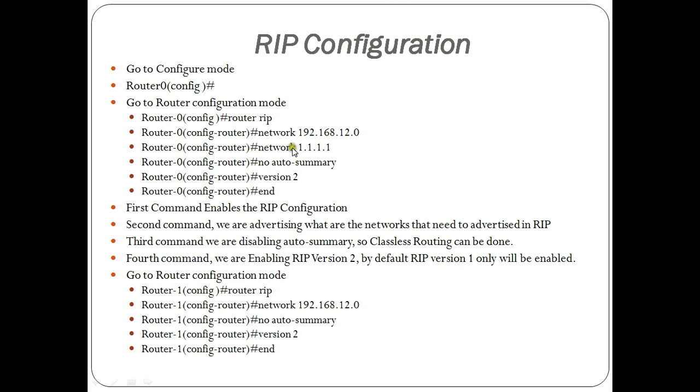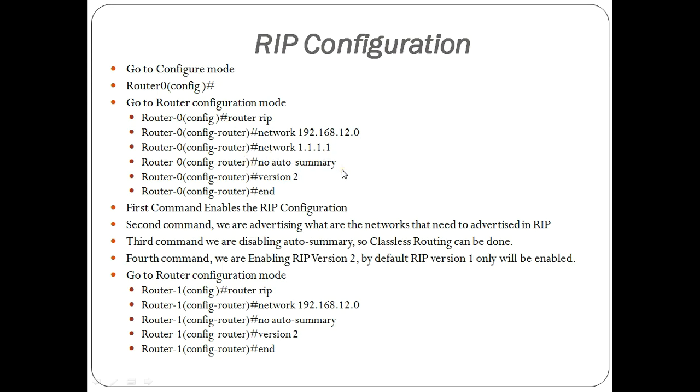Go to the router configuration mode. First, you need to go to the configure mode and then enter into the router configuration. That is the routing protocol configuration. We just want to enter router rip. Then we will enter into this command, config router, that is, the routing protocol is going to be configured. That's what it means. Then just make a note of no auto summary.